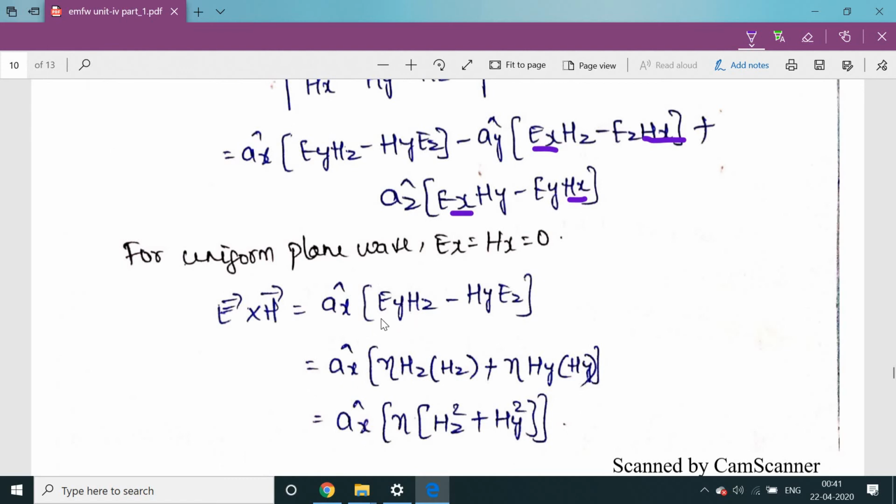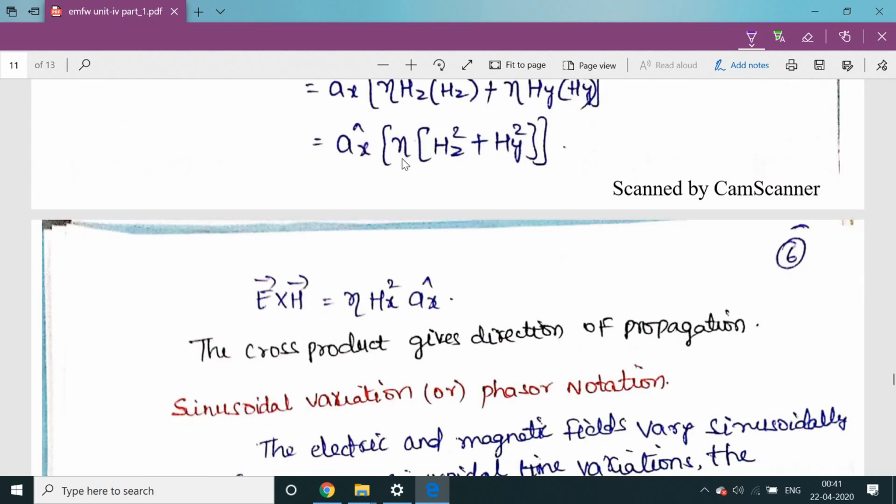So here, for Ey and Ez, you get this equation: Hz squared plus Hy squared, so Hz squared plus Hy squared is equal to Hx squared. So you can write eta, this is Hx squared into ax. So the cross product is giving you the direction of propagation, which means it is going in the x direction. The dot product is saying that E and H are perpendicular to each other, and the cross product is saying that it is giving you the direction of propagation.